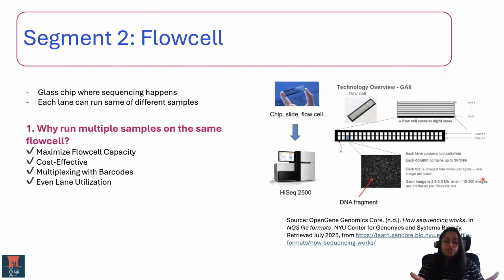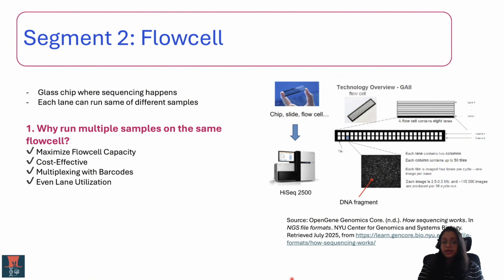The next reason could be multiplexing. By adding unique barcodes to each sample, many samples can be sequenced in parallel and later separated bioinformatically. This reduces the turnaround time and increases the throughput. And lastly, it also allows for a more even distribution of DNA across the flow cell, potentially reducing variability due to lane differences.